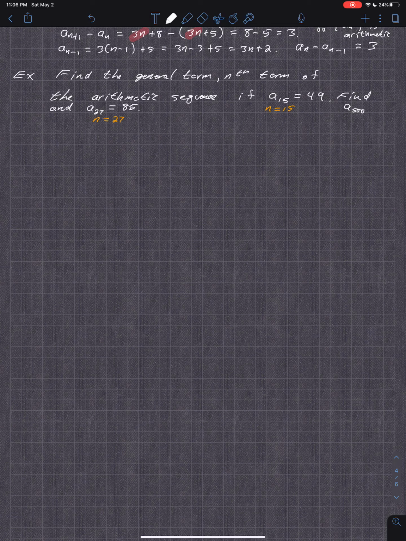So let's do a couple more examples for arithmetic sequences. This will be a very typical example, i.e. hint, hint, test question. It has a lot of other elements to it that we've done, so it kind of lends itself to a good question. The question is, find the general term or nth term of the arithmetic sequence.